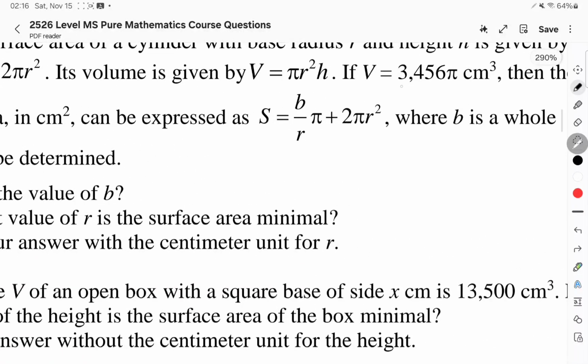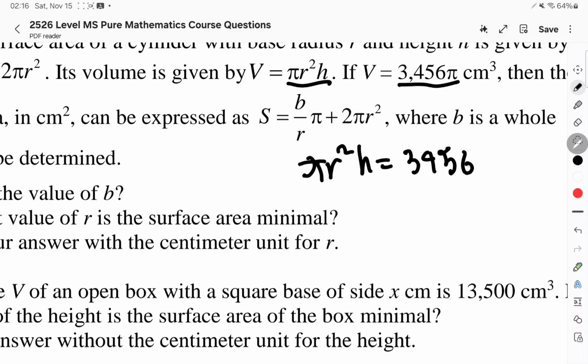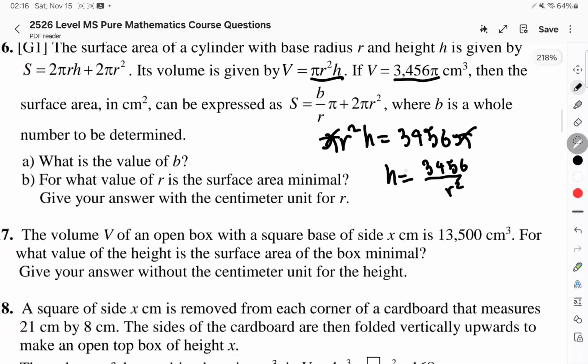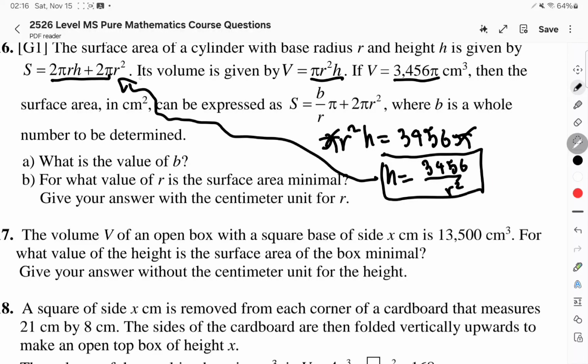So they gave us the volume and they gave us the formula of volume. So we do pi r squared times H is equal to 3456 pi. Cancel the pi, and then you get H is equal to 3456 over r squared. Now that you have H, you plug this H value into this formula right here. We just plug it in.